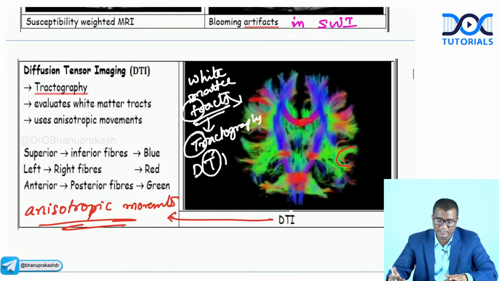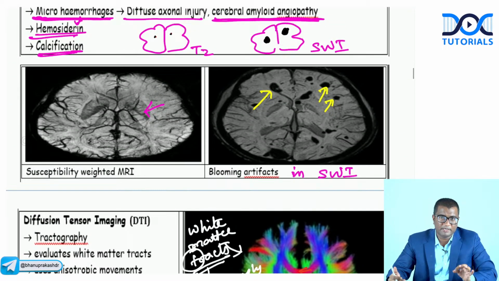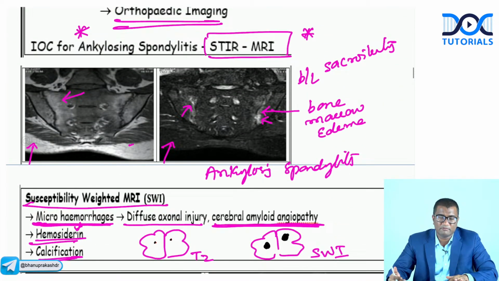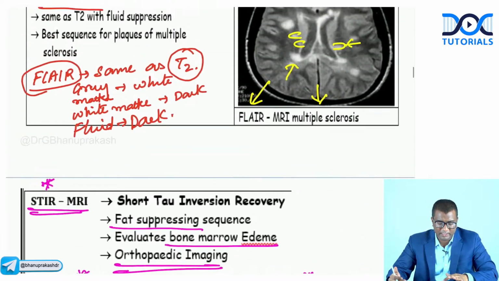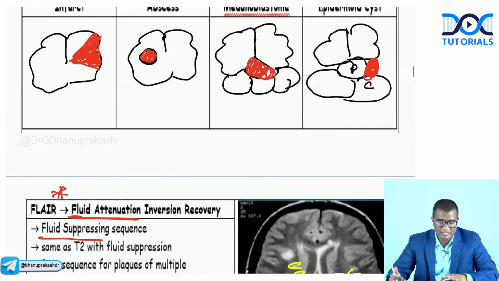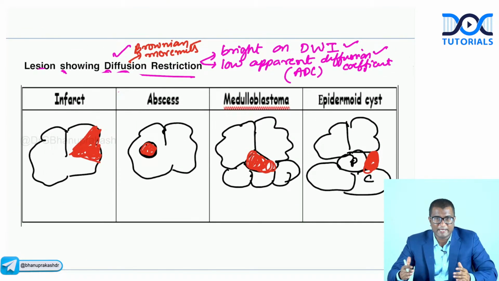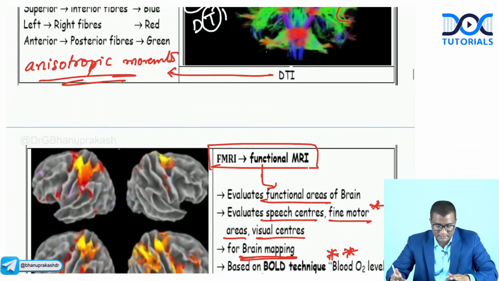fMRI, diffusion tensor imaging for tractography, susceptibility weighted imaging for microhemorrhages, hemosiderin and calcifications, STIR imaging for bone marrow suppression, right? So bone marrow fat suppression or fat suppressing sequence. STIR, basically remember, orthopedic imaging. STIR is mainly for your orthopedic imaging. FLAIR is for multiple sclerosis, fluid suppressing sequence, right? And diffusion restriction is for I&ME, infarct, abscess, medulloblastoma, and epidermoid cyst. So these are the important sequences that we have.